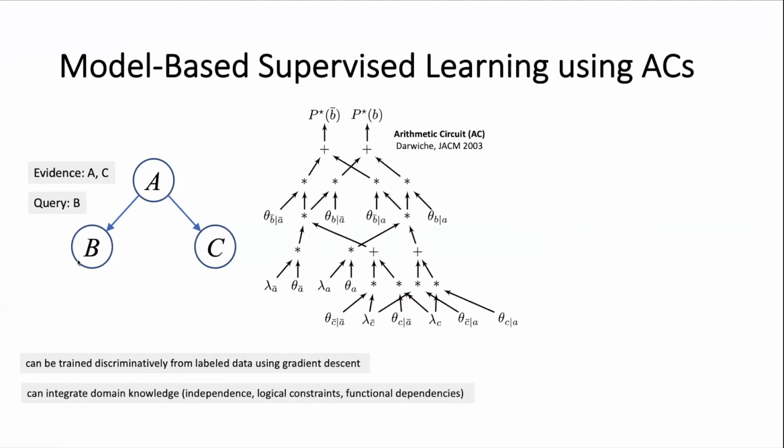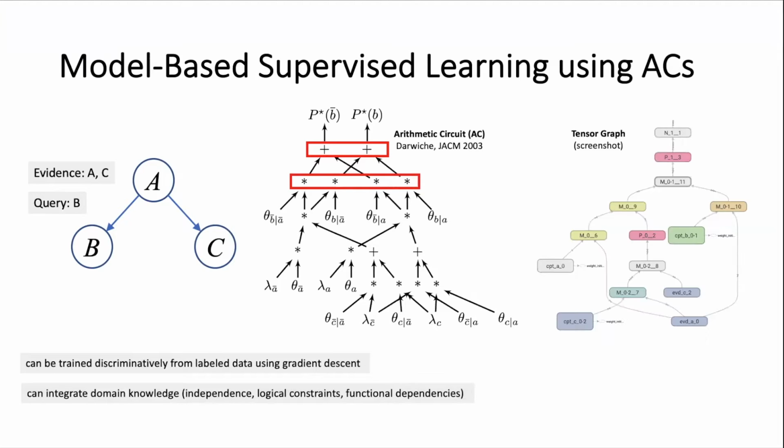And as I said, these can be trained from labeled data, and they can integrate domain knowledge in the form of independence from the causal graph, logical constraints, functional dependencies. So there's a lot of benefit to doing this. Now, if you look at this circuit, you would see that these operations, for example, could have been done in parallel because they don't depend on each other. Similarly, these guys, but when we do ACs normally, we don't take advantage of that.